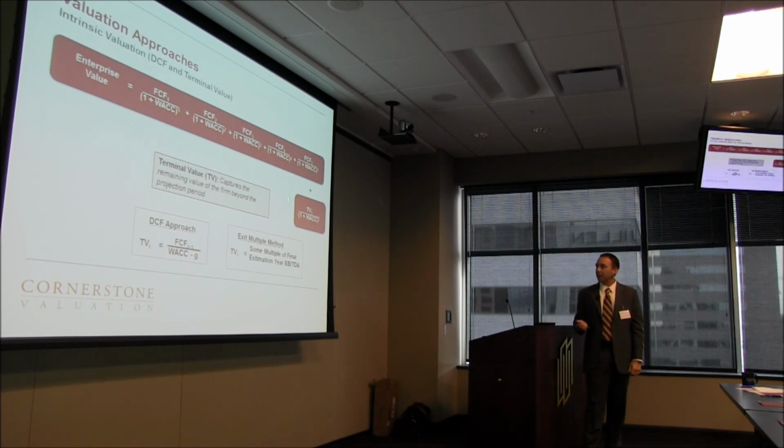A couple ways that we can estimate this terminal value. One is a discounted cash flow approach. We take the cash flow at the next estimate, one period after the estimation ends, and we divide it by the difference between the weighted average cost of capital and some growth rate that we expect the firm to grow at in perpetuity.